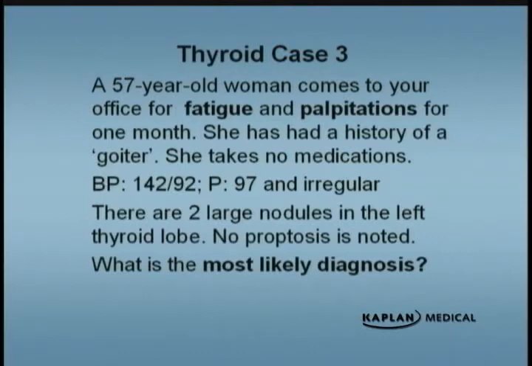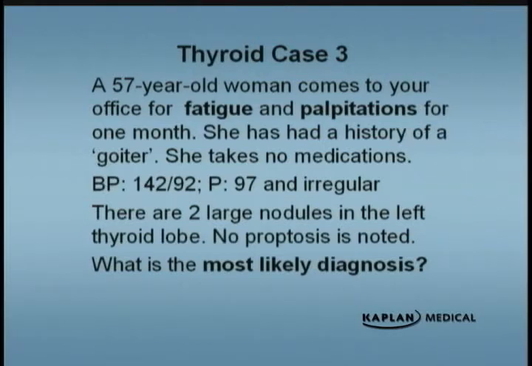Case 3: a 57-year-old woman comes to your office for fatigue and palpitations for 1 month. She has a history of a goiter. She takes no medications. Her blood pressure is 142/92, a little bit elevated. Her pulse is 97. It's elevated and irregular. In fact, it's irregularly irregular.